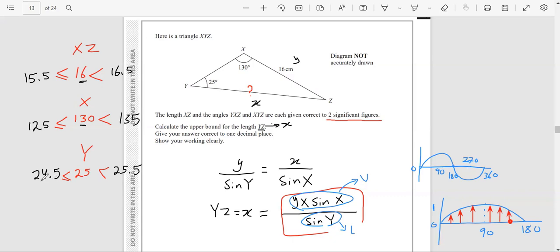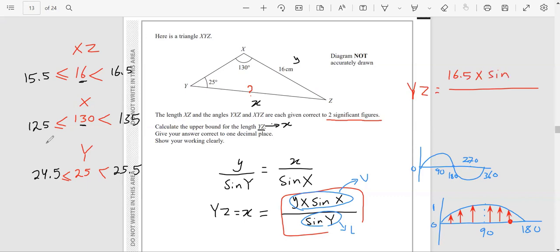So now let's apply what I'm saying here. The YZ will now equal... But what about the side length y? The side length y, which is XZ, is very easy. You only do this when you have sine and cosine. So y is 16, and we need to get the upper bound to make this larger. So you're going to take 16.5 multiplied by, as I said, sine.